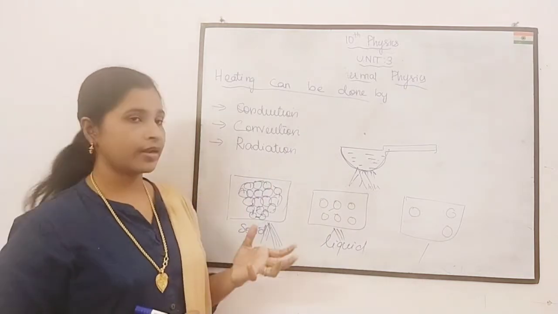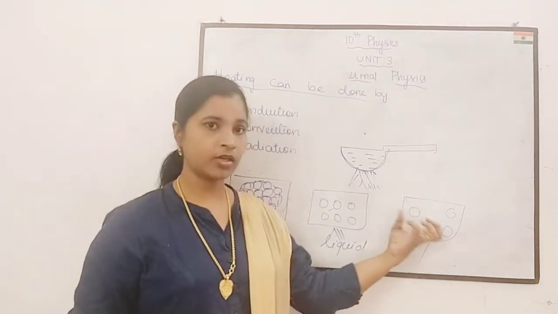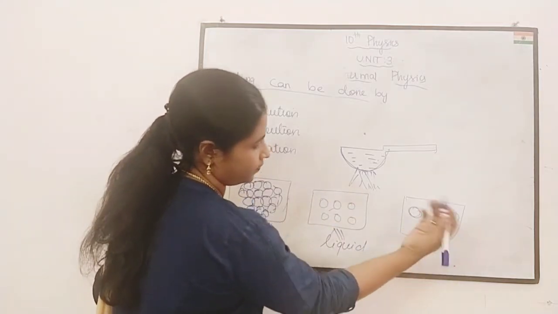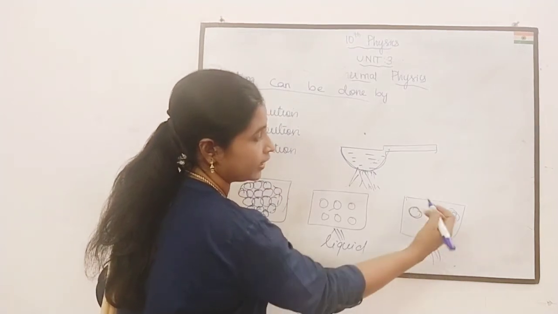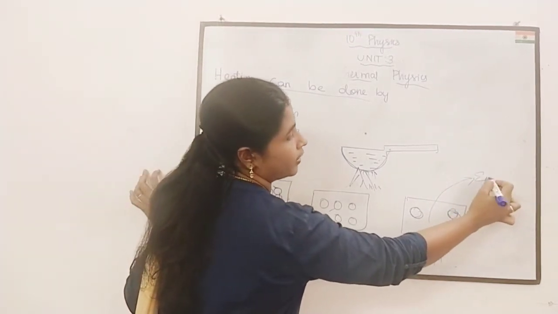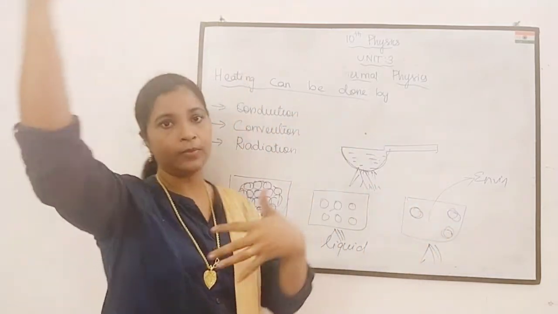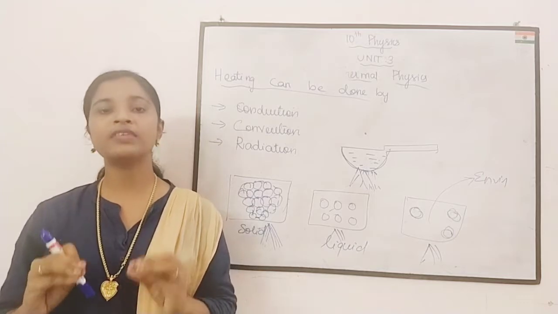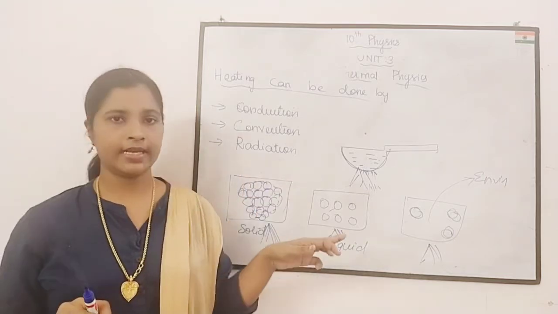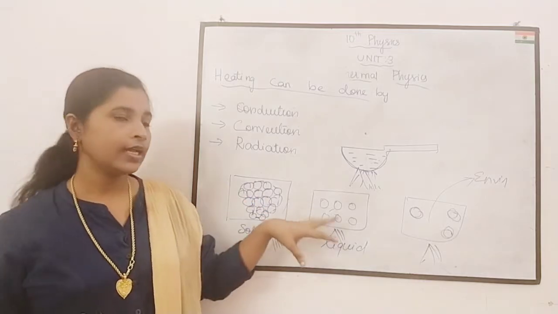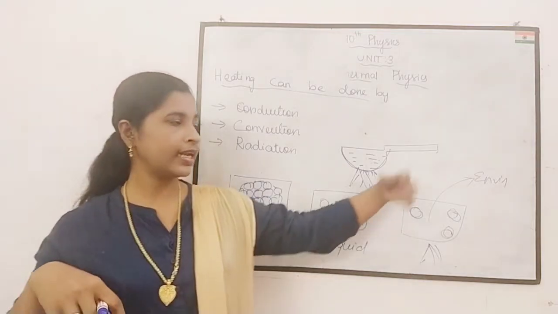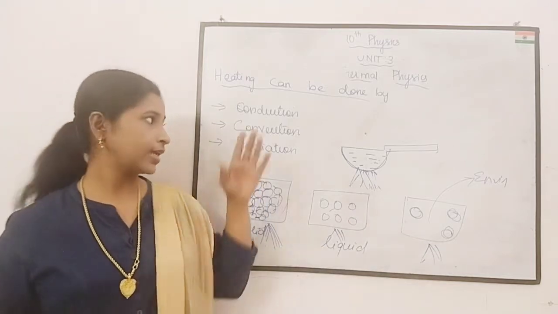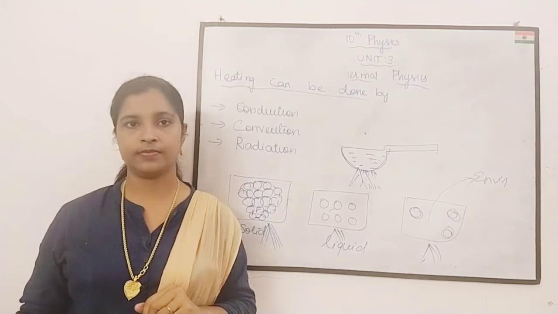What is radiation? After getting heated, when you heat like this, the heat gets transferred to the environment. The vapor goes up, so the heat gets transferred to the environment. Such a type of heating is called radiation. Understood? Conduction happens inside a solid, convection inside a fluid, and radiation goes from the fluid to the environment. These are the three different types of heating methods: conduction, convection and radiation.